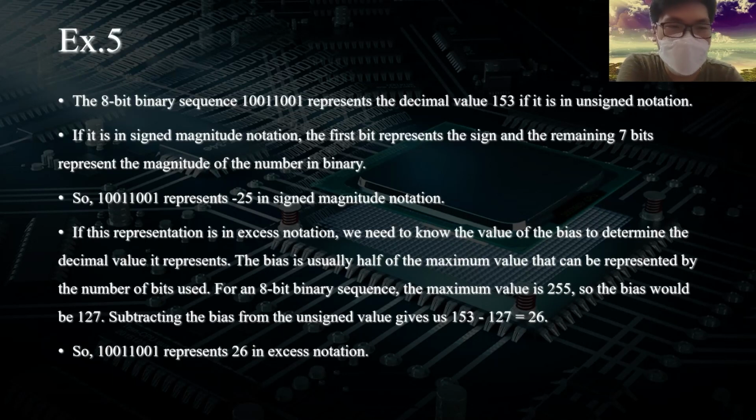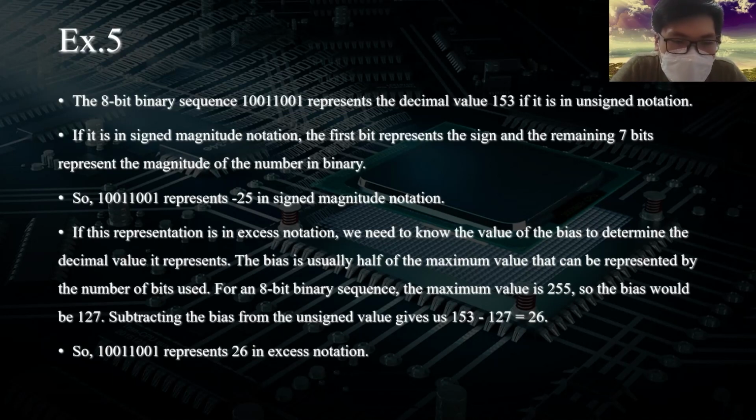Exercise 5. The binary sequence 1, 0, 0, 1, 1, 0, 0, 1 represents the decimal value 153 in unsigned notation. In sign magnitude notation, the first bit represents the sign and the remaining 7 bits represent the magnitude of the number in binary. So 1, 0, 0, 1, 1, 0, 0, 1 represents minus 25 in sign magnitude notation.